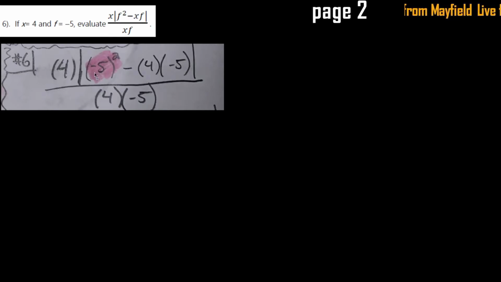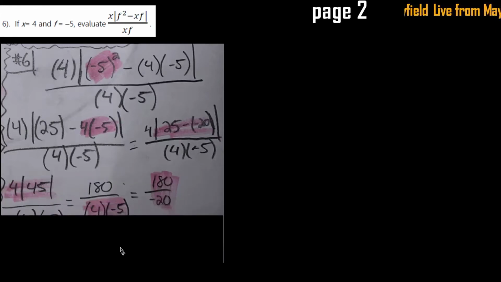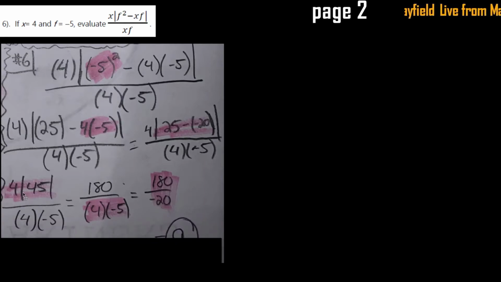And so inside those grouping symbols is where I want to work first. And so if we do -5 squared, that's going to be 25. And then I have 25 minus, and I'm going to do this 4 times -5. And so I'm going to get 25 minus a -20. That's the same thing as adding those two together. And so then I get 4 times the absolute value of 45. And since we know that absolute value is just taking the positive, we do 4 times 45, which is 180. And so now I can move to the denominator, which is 4 times a -5, which is a -20.